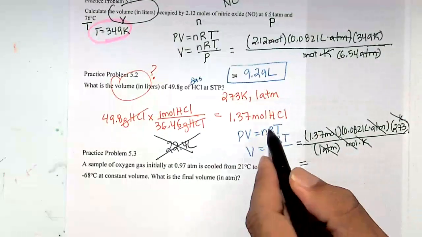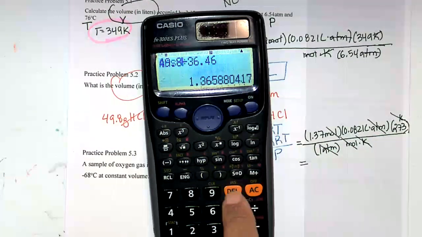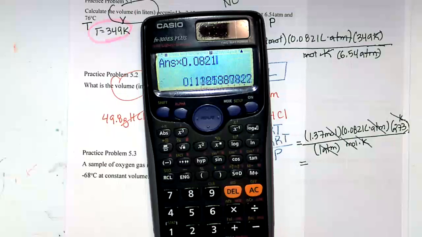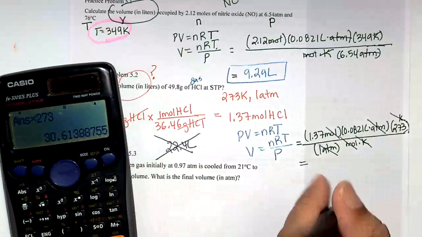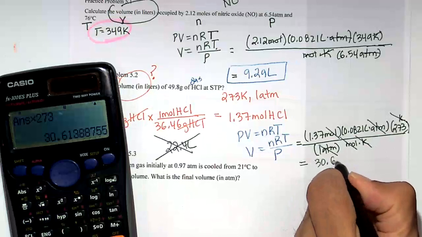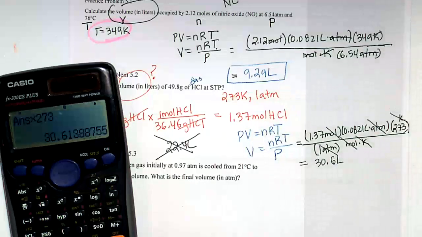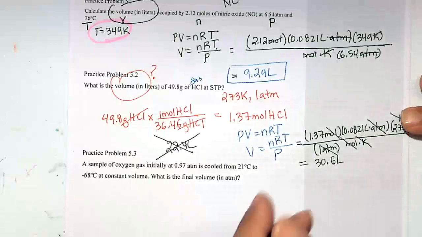We have 1.37 moles, not 1 mole. So 1.37 times 0.0821 times 273, getting about 30.6 liters. Okay, 30.6 liters as the answer.